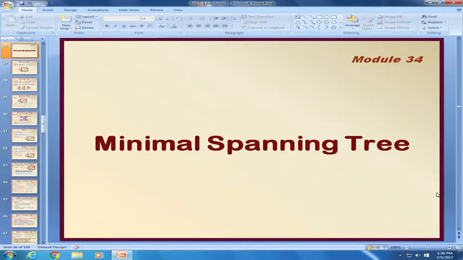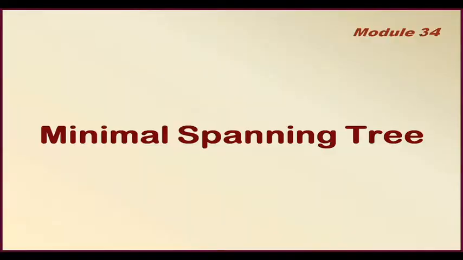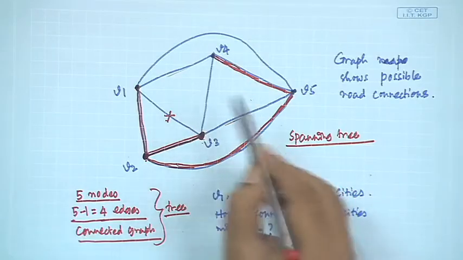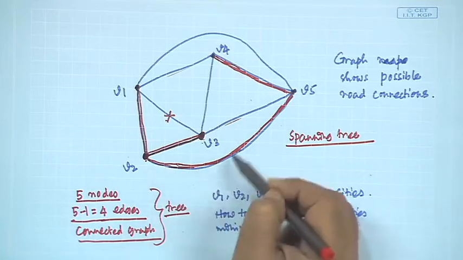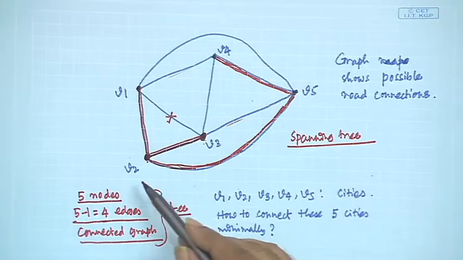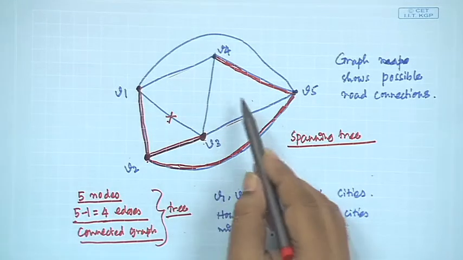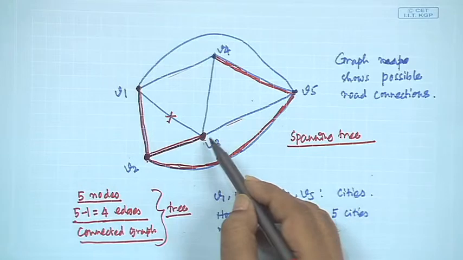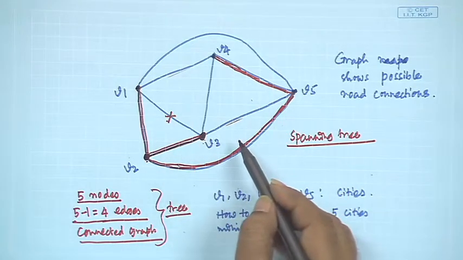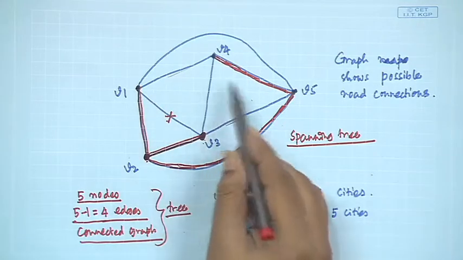The minimal spanning tree, first of all the concept of spanning tree. If you look at this particular diagram which I was showing on the previous day, there are 5 vertices and we had to connect them minimally. These are possible road connections. The question is how to make a minimal connection in this road network, on which roads to build. Obviously all the 5 cities should be connected.